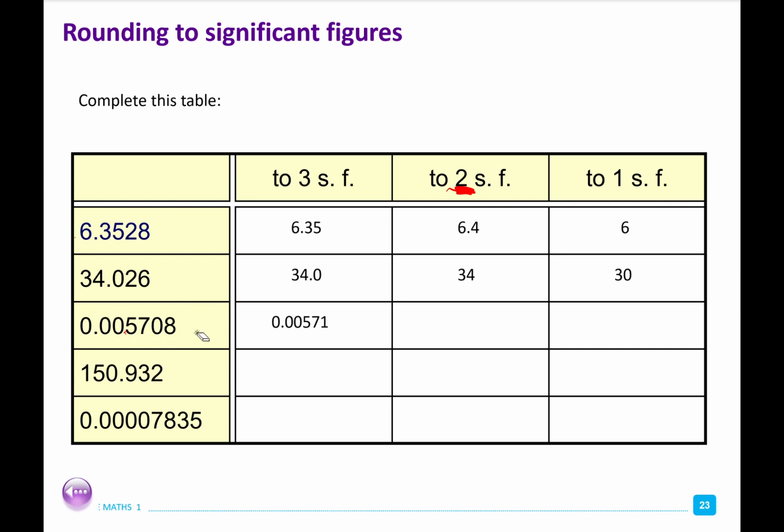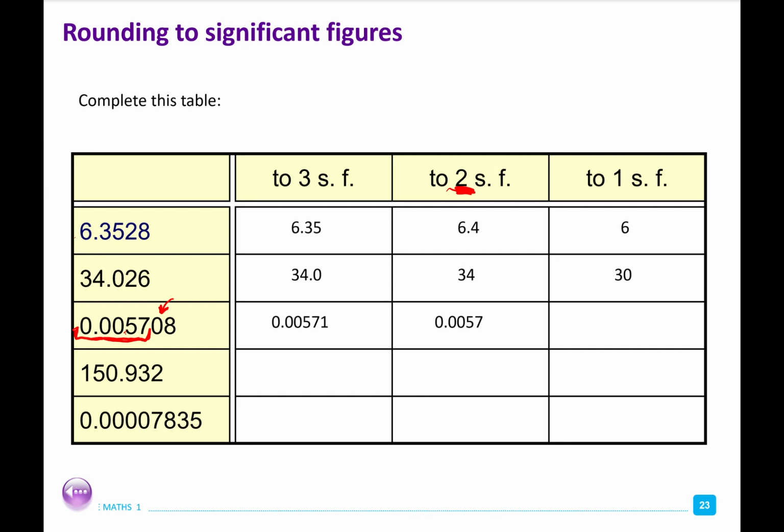Let's round this to 2 significant figures. This means we keep the 2 largest values. Remember, you do not include the zeros at the very start or at the end. Rounding to 2 significant figures gives me 0.0057. The digit after the 2nd significant figure is less than 5, and therefore I round down. I'm left with 0.0057.